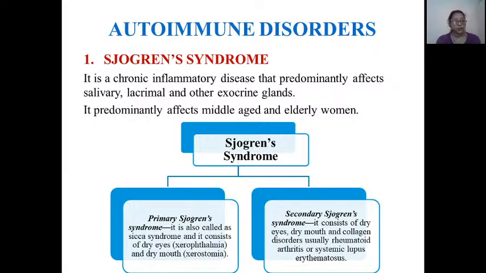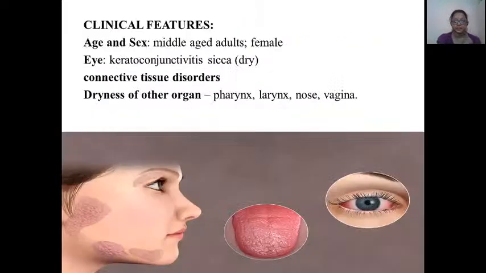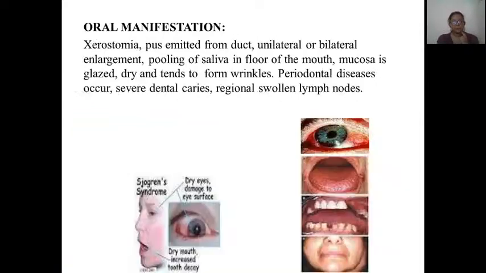It is an immune disorder in which the body's own immune system attacks its own tissues. Systemic lupus erythematosus. The clinical features: it is seen in middle-aged adults and females. We can see dryness in the eye, which is also known as keratoconjunctivitis sicca, and various connective tissue disorders. Dryness of other organs is seen, like pharynx, larynx, nose and vagina.